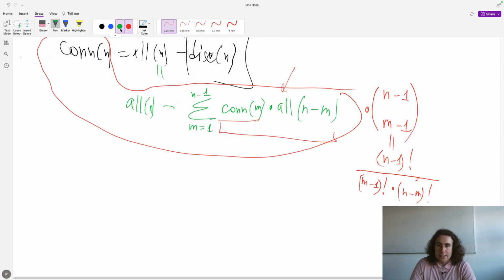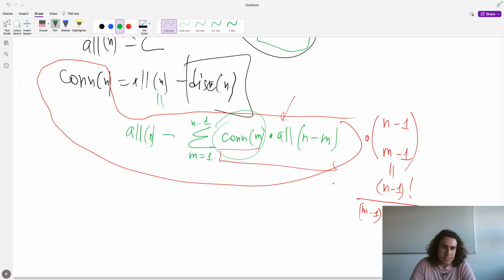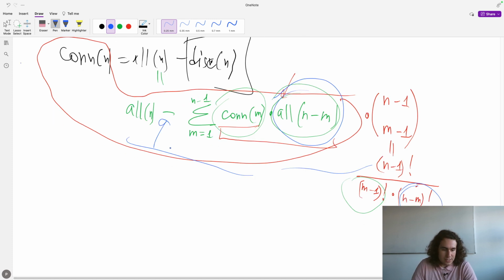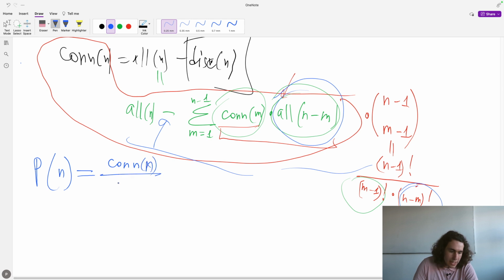So we can just separate these things. This is going to be connected to this, and this we can take out. Anyway, let's simplify this formula. So I have a simplification here. Let's define P of n as connected of n over (n minus 1) factorial. And let's define Q of n as O of n over n factorial.